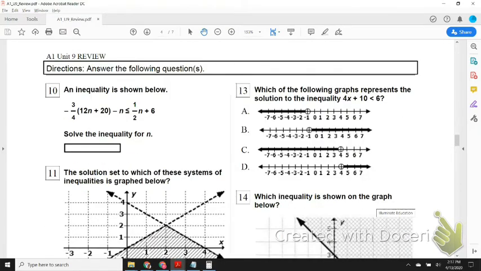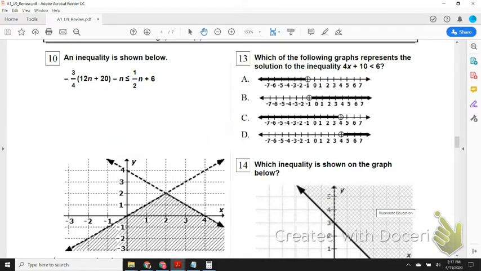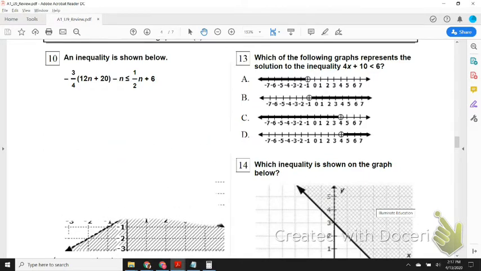Question number 10 says the inequality is shown. Can you rewrite it for n? So this goes back to your math skills here, your algebra skills, and can you solve an equation? So let's just solve this real quickly. We're going to try and isolate n. First thing we're going to do is distribute that negative 3/4. So when I have negative 3/4 times 12n, I'm going to reduce that, and we're going to do it for 20 as well.